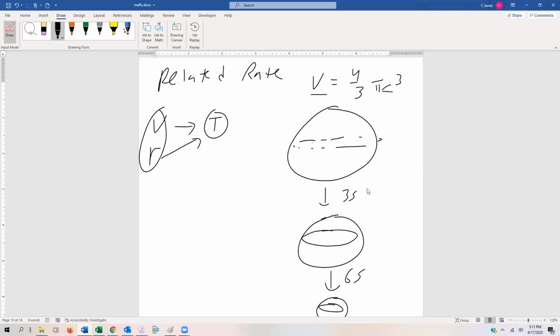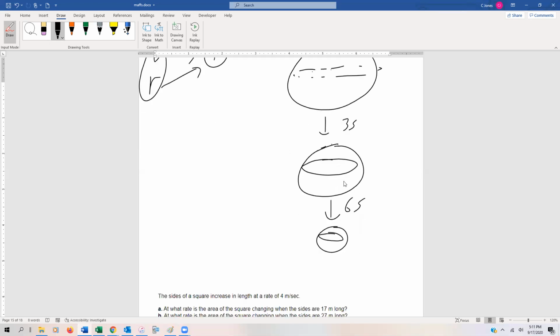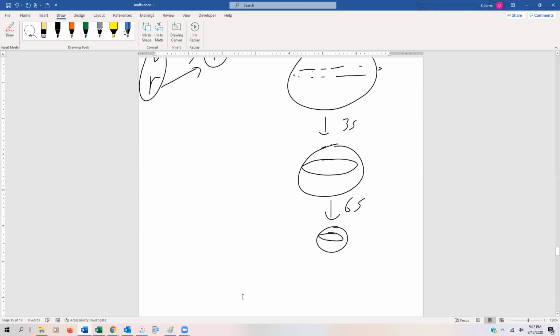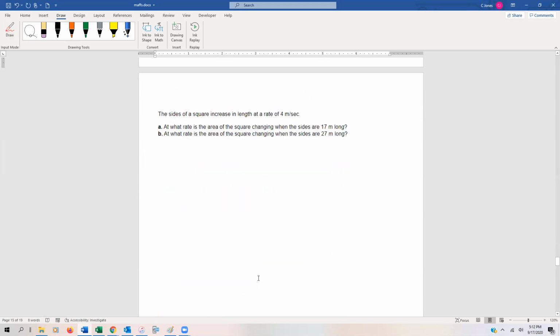Essentially, what we're going to do is multiply by derivatives with respect to time. There's a change of volume with respect to time, and there's a change in the radius with respect to time, and they just become regular old variables for us. We're going to take a look at some really basic examples and work our way up to more difficult ones as we usually do.